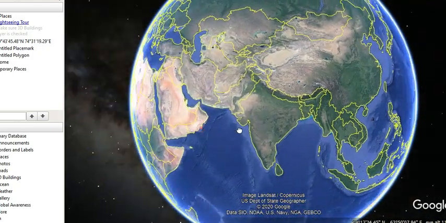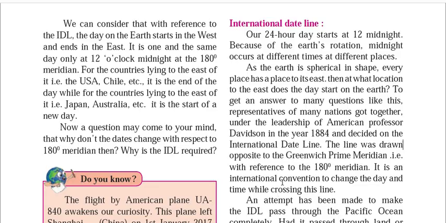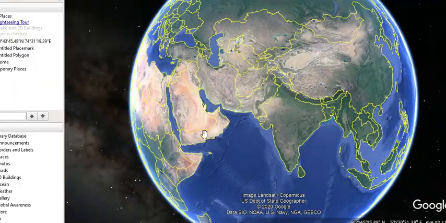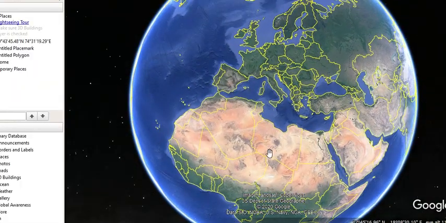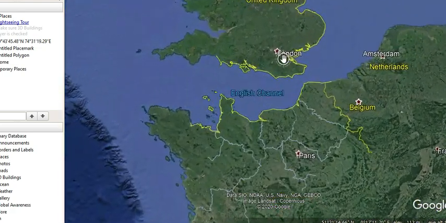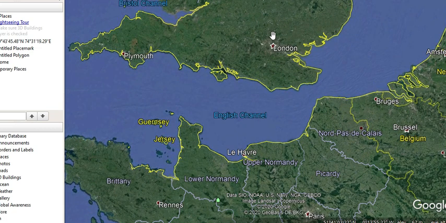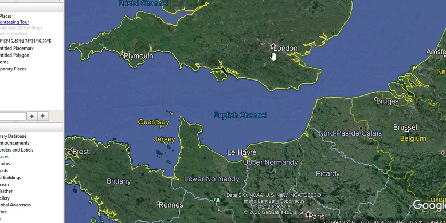The representatives of all the countries in the world gathered together under the leadership of this American professor Davidson in 1884, and they decided on some standards, and that standard is known as the international dateline. Okay, and where does this dateline lie? It is exactly opposite to the 0-degree prime meridian. All of you know this is London city. There is a small town, Greenwich, near this city, and the imaginary vertical line passing through it and connecting the North Pole and South Pole, the 0-degree longitude, is considered the prime meridian.